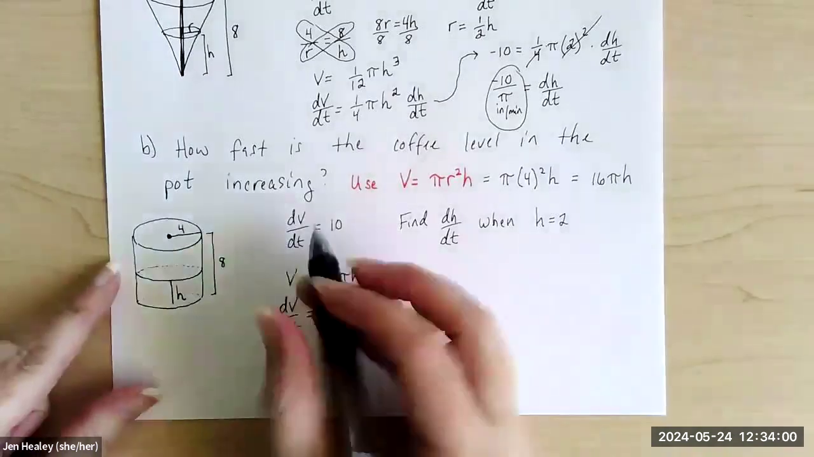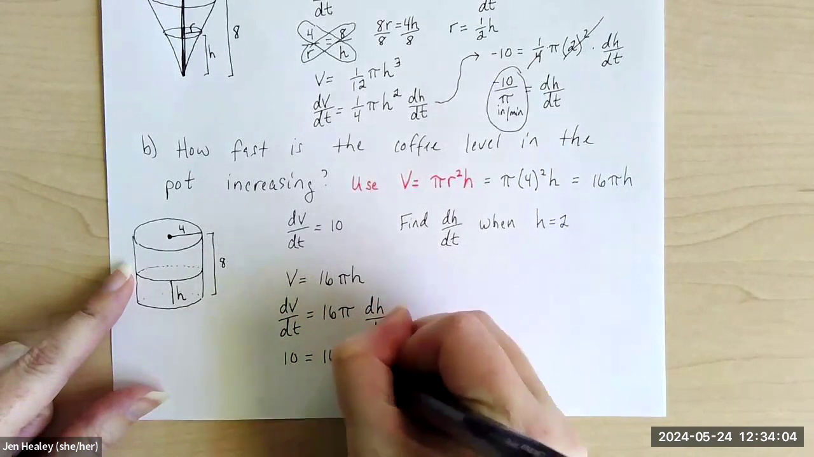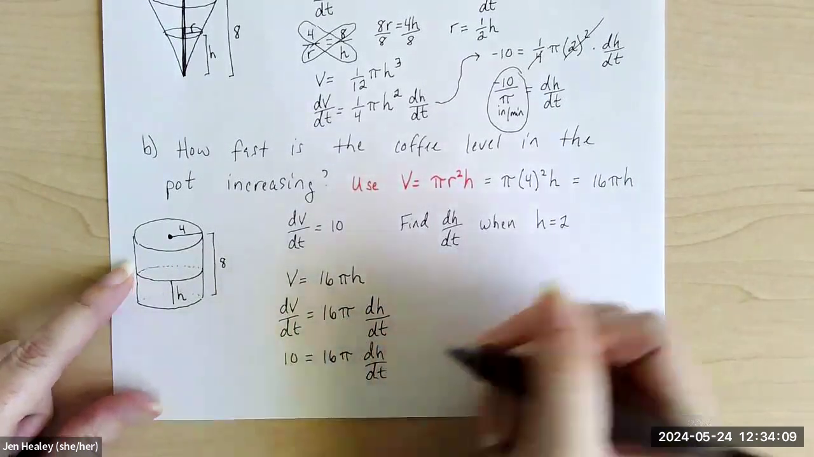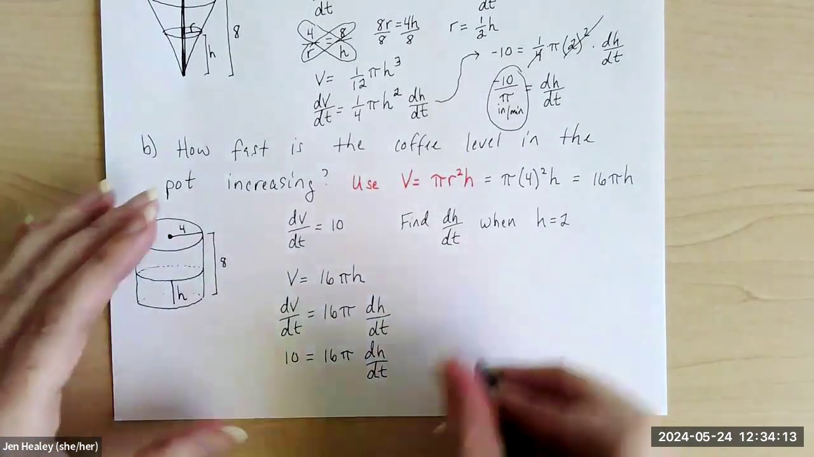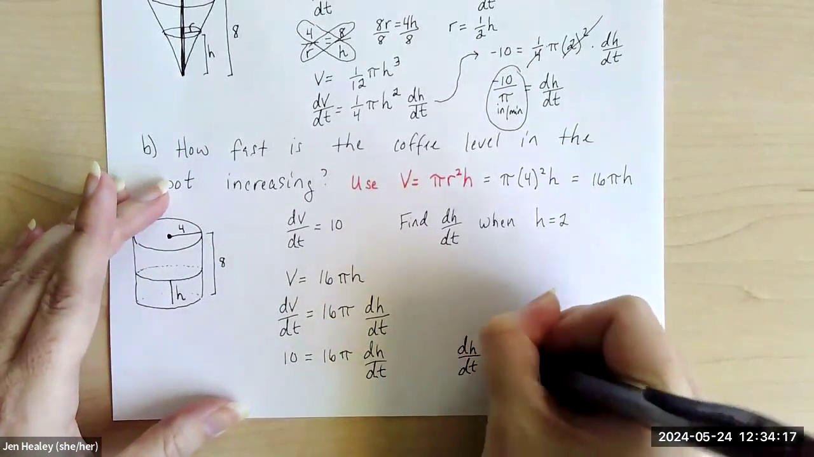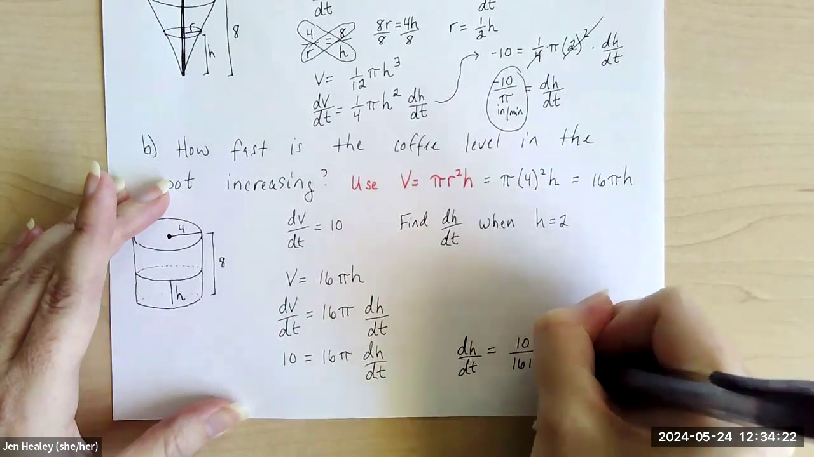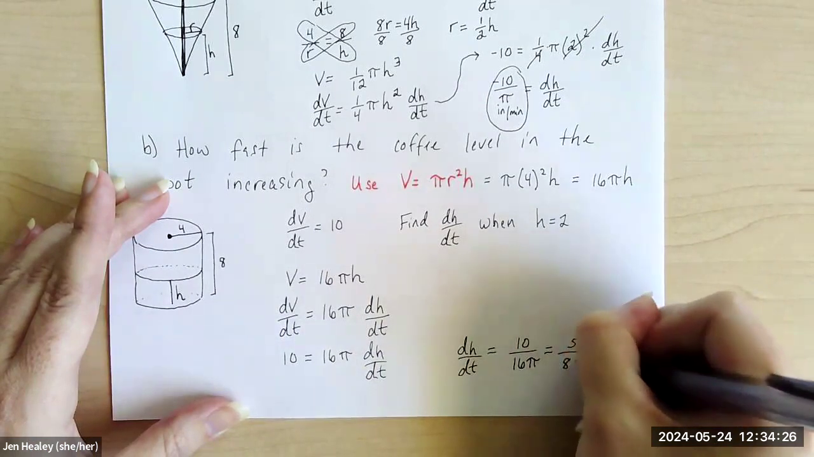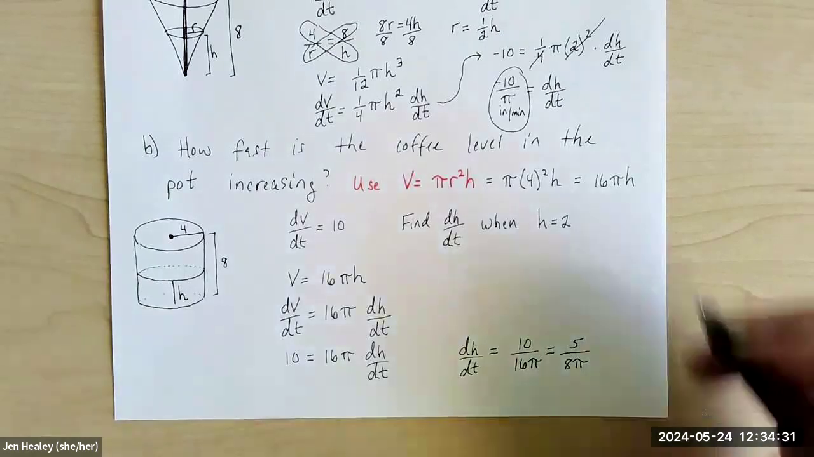So my dV dt, we're going to use positive 10 this time, is equal to 16 pi dH dt. And so to solve for dH dt, I just need to divide both sides by 16 pi. Which we could make 5 over 8 pi if we simplify it. And that's going to be inches per minute.